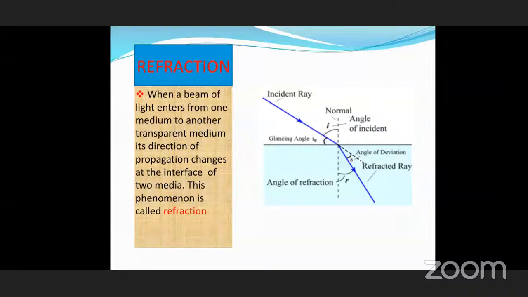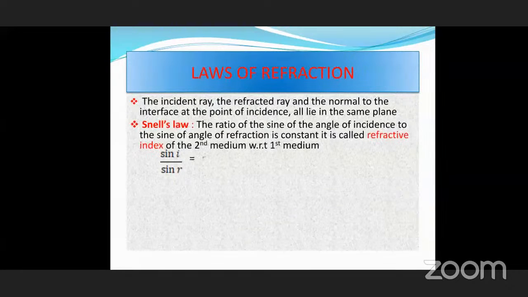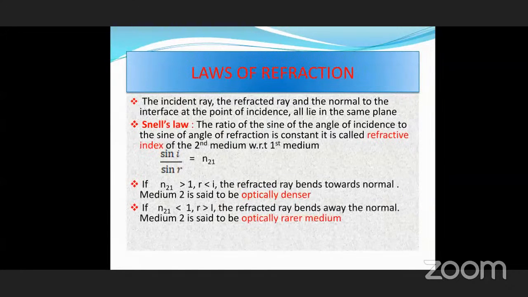In the same manner, whenever refraction takes place, you can take two laws. One is the same as in reflection. The first one is that the incident ray, the refracted ray, and the normal to the interface at the point of incidence, three rays, three lines, should all lie in the same plane as in reflection. There is no change. Second law, second point.